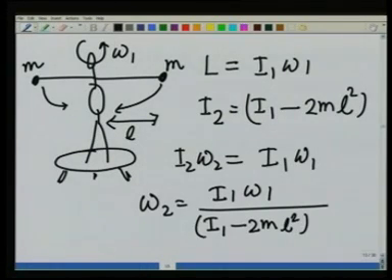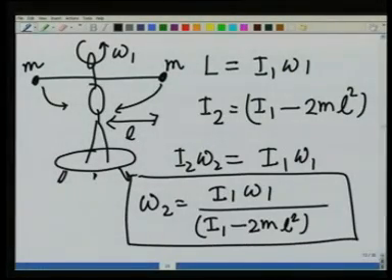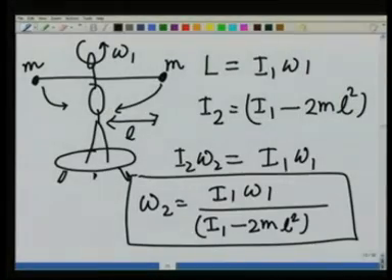As soon as I stretch them out, it again slows down. So, this shows you the effect of change of mass on moment of inertia, change of distance on moment of inertia, and a consequence of the conservation of angular momentum.